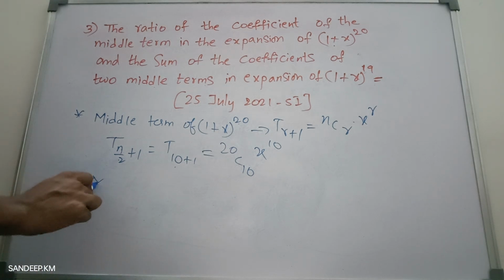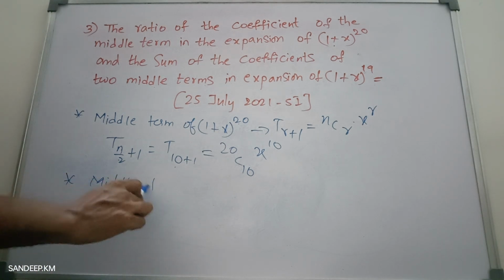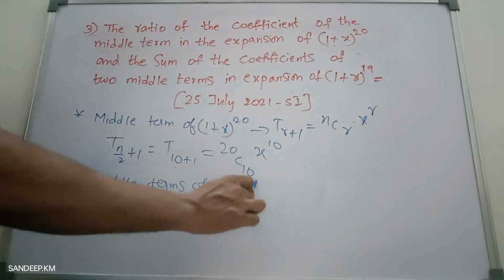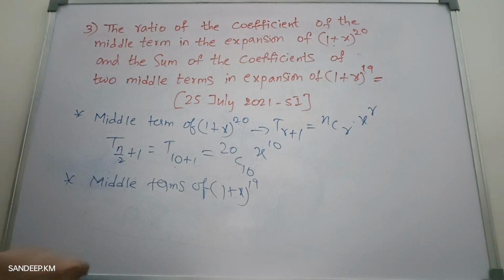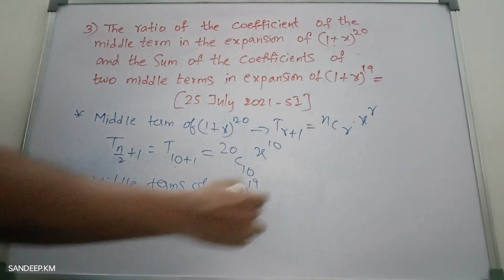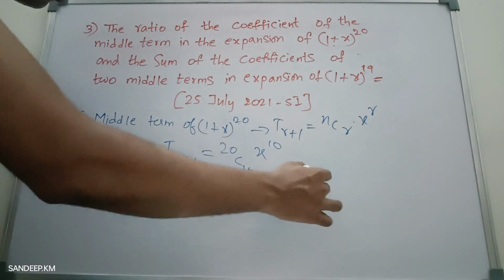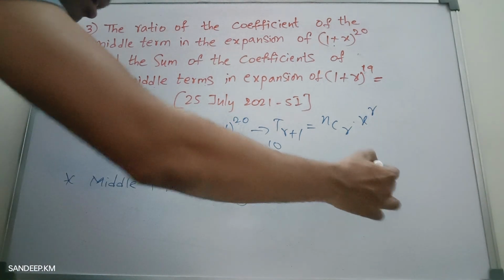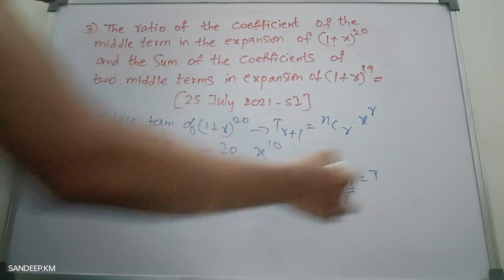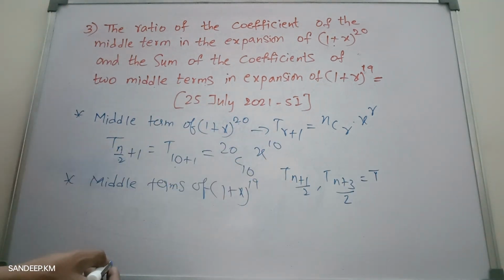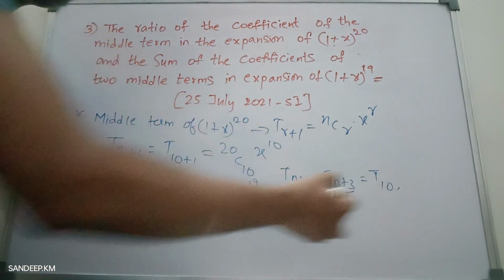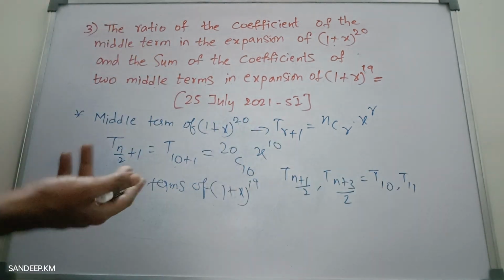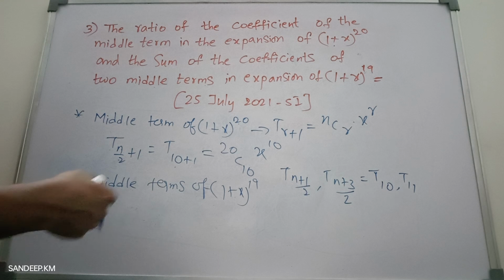The middle terms of (1 plus x) whole power 19. Who are the middle terms of (1 plus x) whole power 19? There are two middle terms. Who are they? T(n plus 1 by 2), T(n plus 3 by 2). Correct or not? That means T(n plus 1 by 2) means T(19 plus 1 by 2). 19 plus 1 by 2 is T10. If 10th term is the first middle term, obviously the next term, 11th term, is the second middle term. So let us find the 10th term and 11th term.